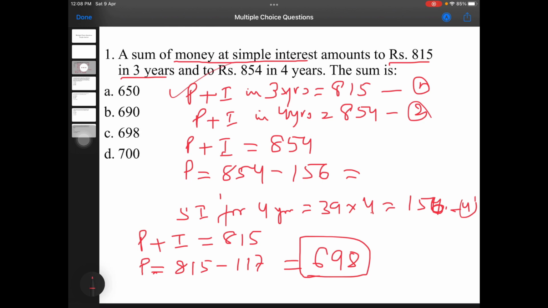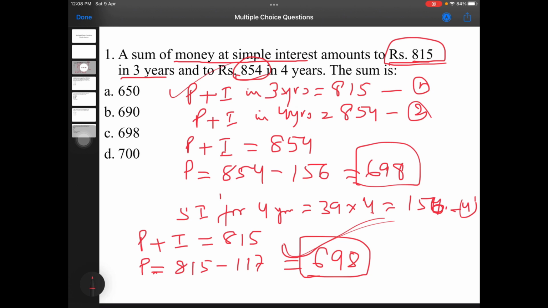So if we subtract 854 minus 156, it will be equal to 698. So we see the amount came to be the same, 698. So the initial principal amount is 698. When accumulated at the given simple interest for 3 years, it came to be 815, and in 4 years it came to be 854. So here the correct answer is option C, 698.